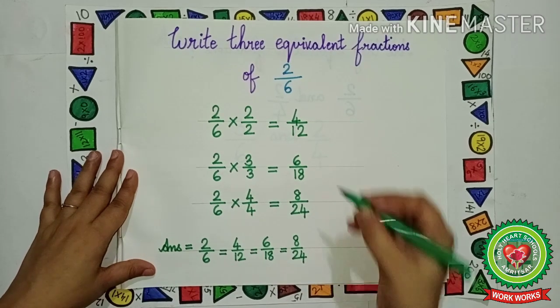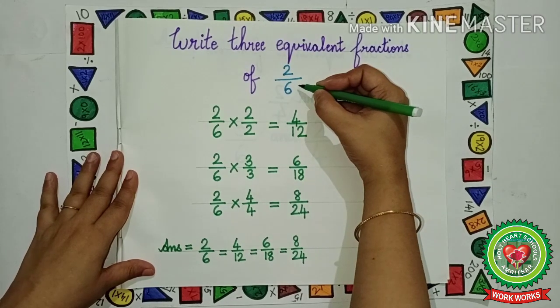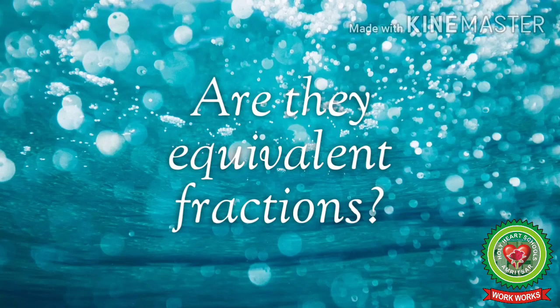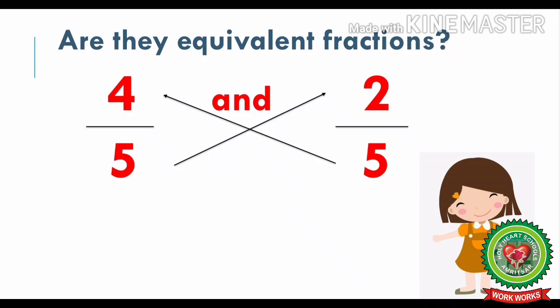So we have got 3 equivalent fractions of the fraction 2 upon 6. Now let us discuss how to find out whether the fractions are equivalent fractions or not. We have to find out whether 4 upon 5 and 2 upon 5 are equivalent fractions or not. To find out, we have to do cross multiplication of the fractions.